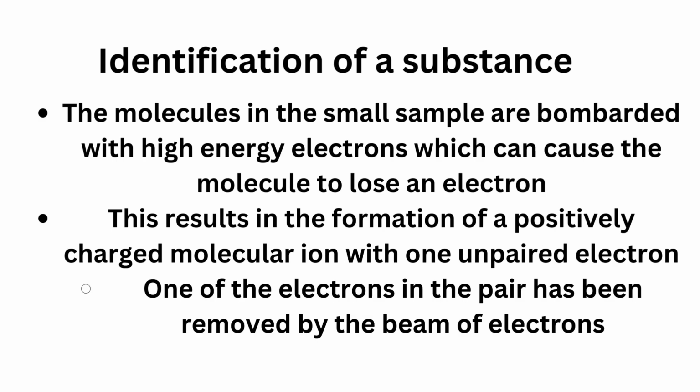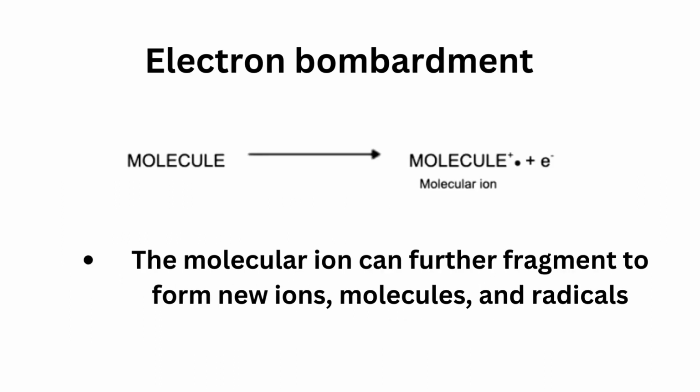The molecules in the small sample are bombarded with high-energy electrons, which can cause the molecule to lose an electron. This results in the formation of a positively charged molecular ion with one unpaired electron. One of the electrons in the pair has been removed by the beam of electrons. As you can see here, the electron bombardment of a molecule gives rise to a molecular ion. The molecular ion can further fragment to form new ions, molecules, and radicals.